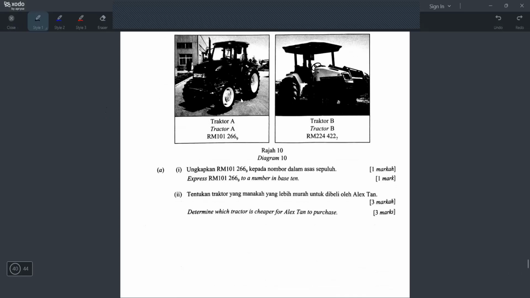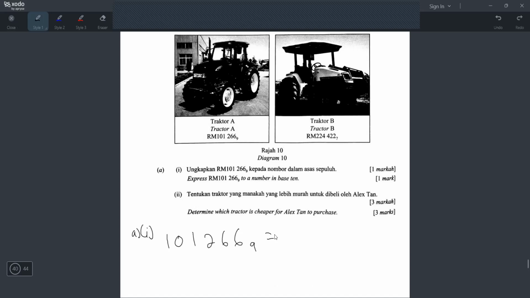Okay, so two tractors, tractor A, tractor B, that's the price. Express number 1, RM 101266 base 9 to a number in base 10. Okay, how can I convert a base 9 number to base 10?